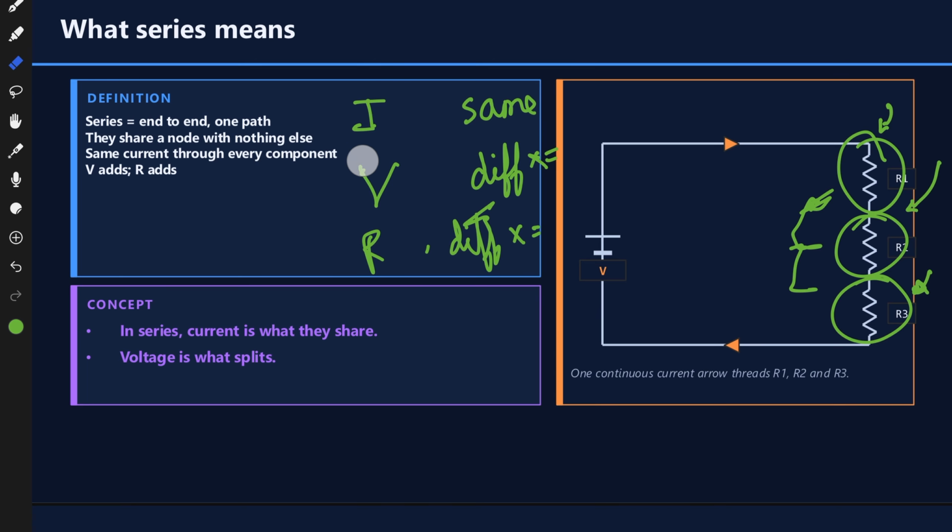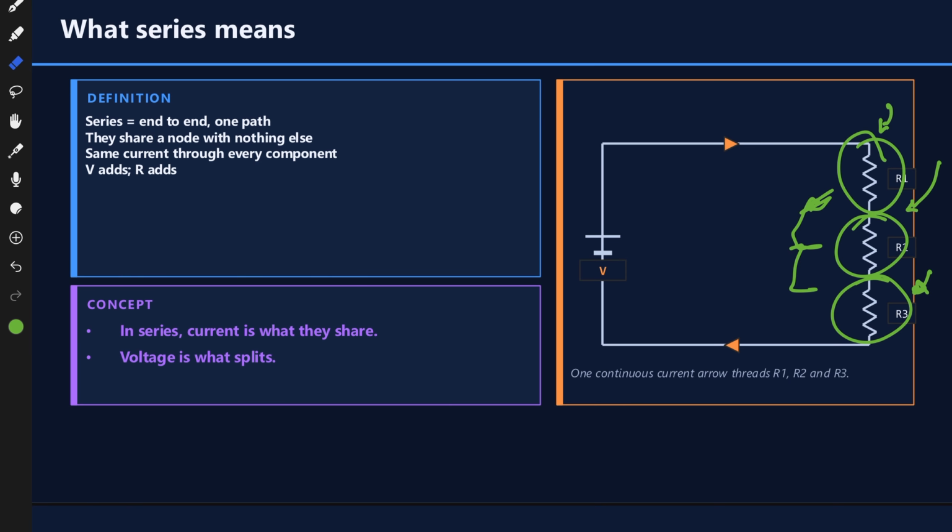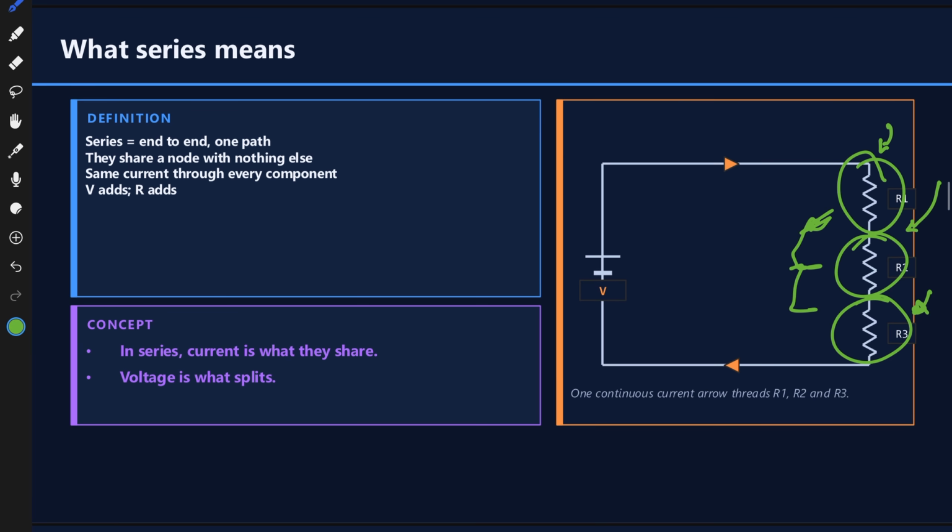And for series circuits, the resistances add up in one line. The total resistance is just resistance 1 plus resistance 2 plus resistance 3, just like that, and the total current is just voltage divided by total resistance.